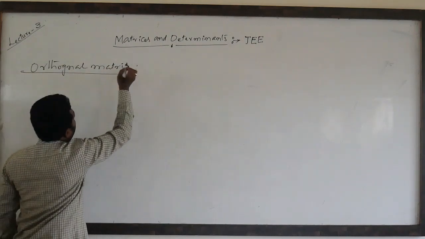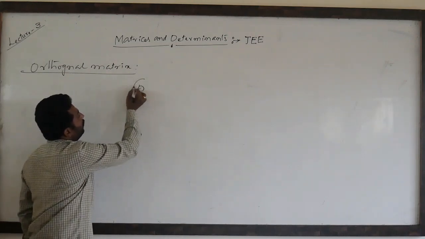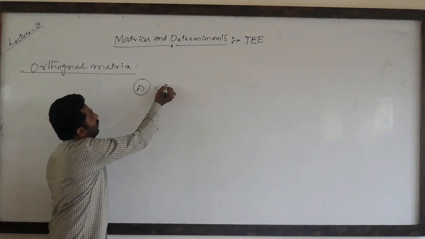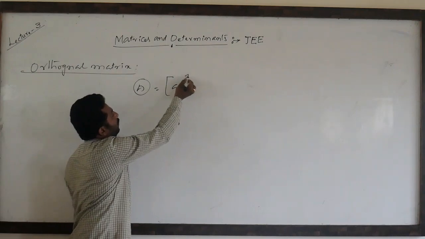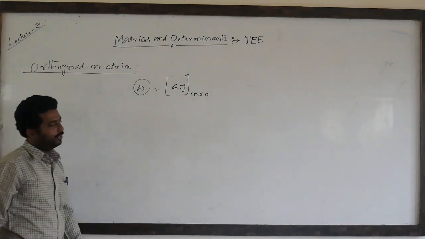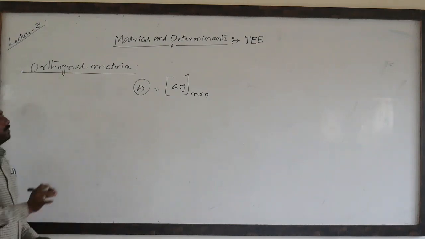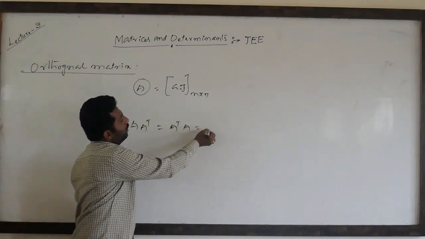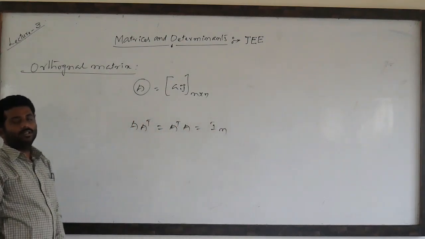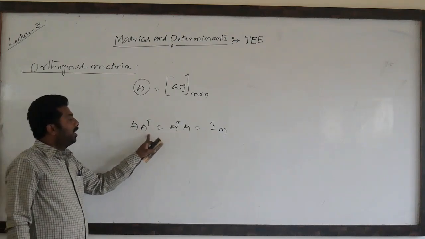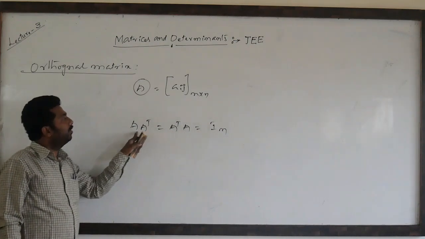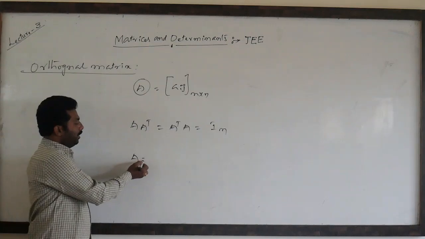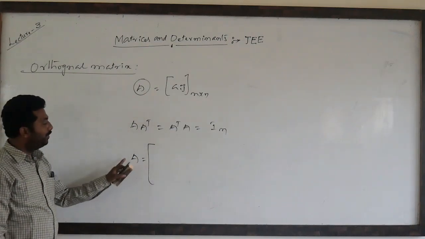Next, what is an orthogonal matrix? Suppose A is a square matrix of order n, that is, A equals all the elements Aij of order n by n. It is said to be orthogonal if A A transpose equals A transpose A equals the identity matrix of order n. Such a type of square matrix is called an orthogonal matrix.